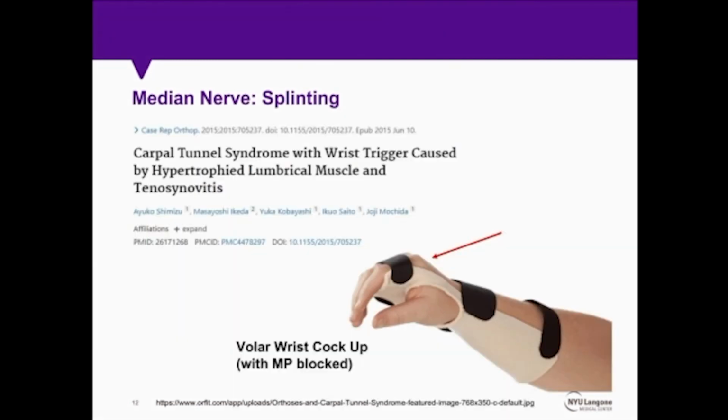However, in the instance where the compression of the median nerve is a result of lumbrical migration into the carpal tunnel, the traditional wrist support splint will need to be modified. Displayed here is a wrist cock-up with the MPs blocked into slight extension, preventing the MPs from achieving full flexion. Depending on the severity of the case, the MPs may need to be positioned further into extension than what is pictured here.